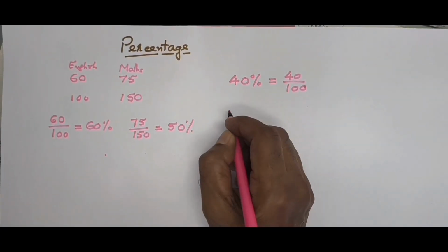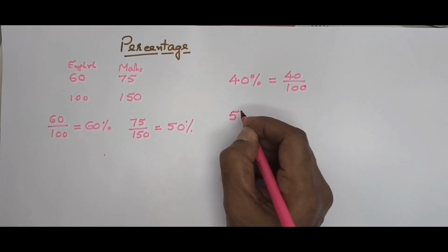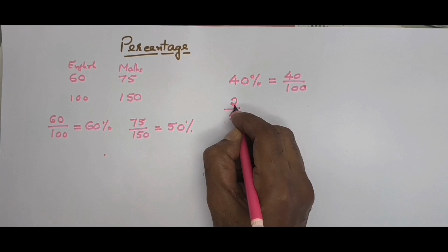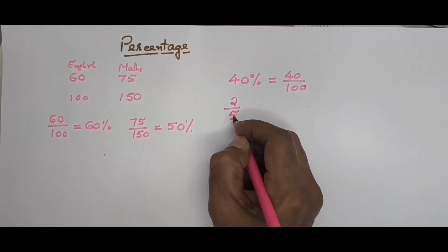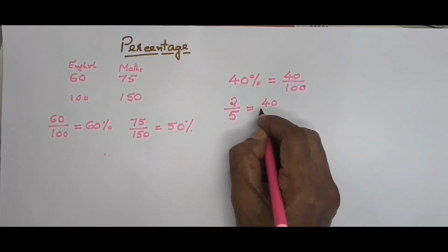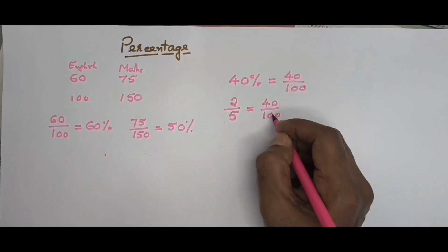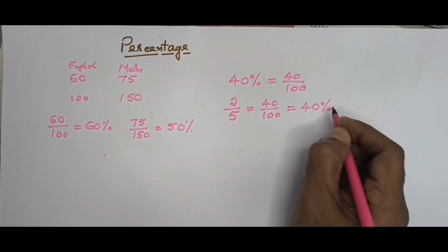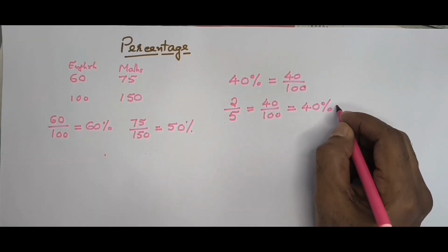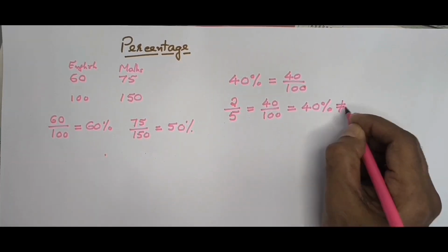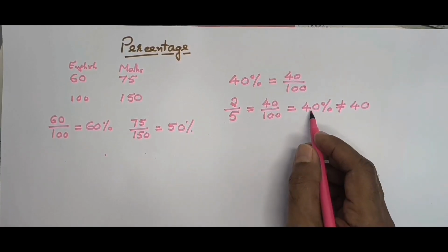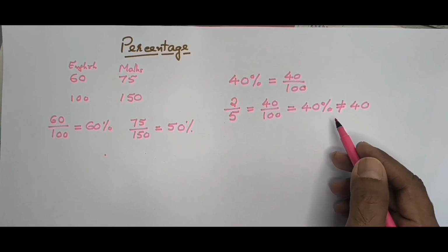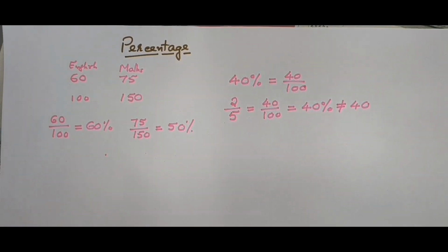See, supposing I gave you 5 questions. You answered 2 questions correctly. So what is your score? 2 out of 5, or we say 2:5. The same thing you can write as 40 out of 100 or 40:100. And that's what we mean by 40%. One important point I want to make here is 40% is not equal to 40, because 40% is 40 divided by 100. 40 is just 40. How can 40 be equal to 40 over 100?